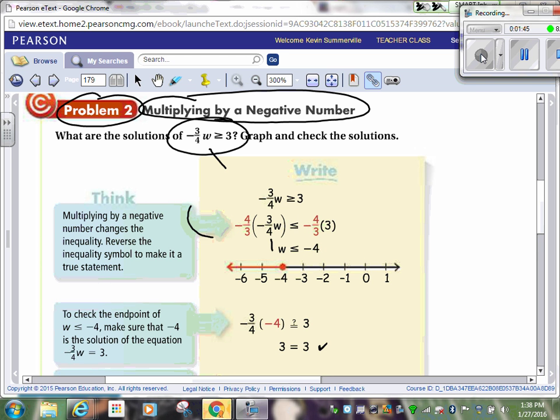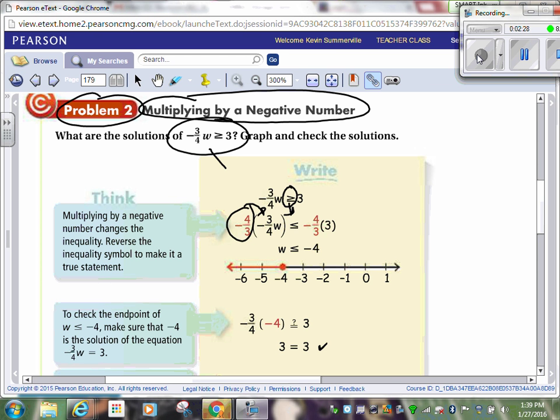Now I had a 1 here because negative 4 over 3 times negative 3 over 4 was 1. But do I need that 1 there? No, because how many w's do we have here? 1. If I take that 1 away, how many w's do we have? 1. It didn't change. So we don't need that 1 there. When I go to graph it, oh, what else did you notice? I started with this sign, and what happened down there? Go ahead and take 15 seconds, talk to the person next to you, and tell me what you noticed.